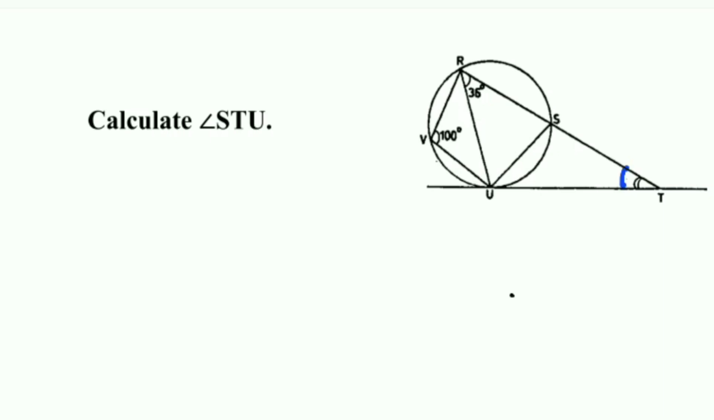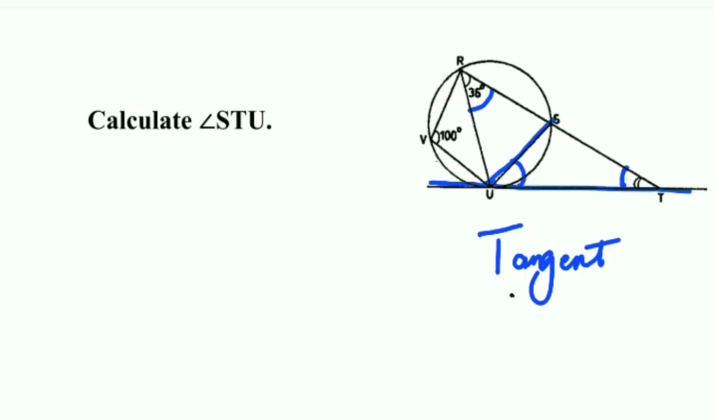Now, one of the very first things I can see is line U down to T is a tangent. That's a tangent. Line US is a chord. So the angle between the chord and the tangent will be equal to the angle formed in the alternate segment.